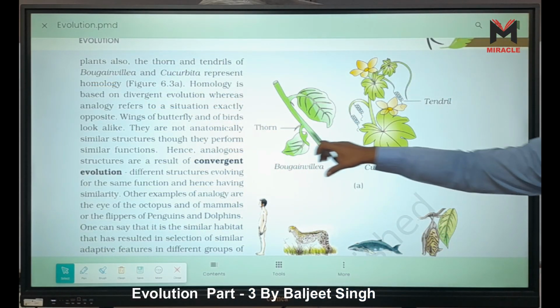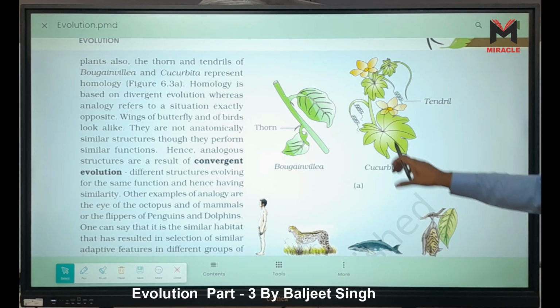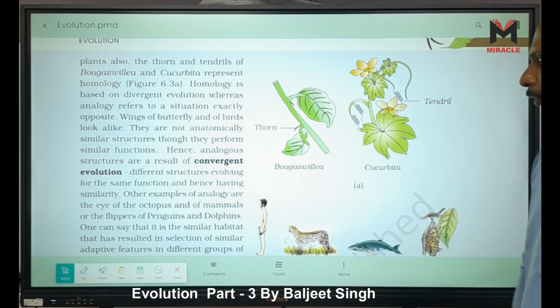This is one example: the thorn of bougainvillea, and this is the tendril of Cucurbita. Both have the same origin, stem modifications.